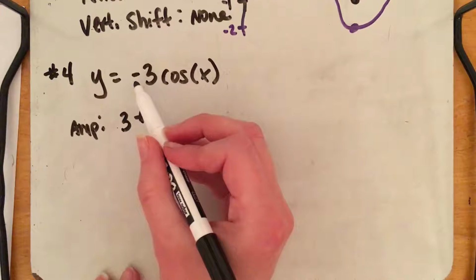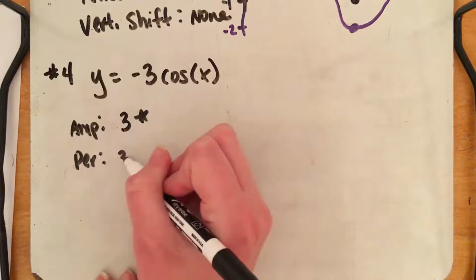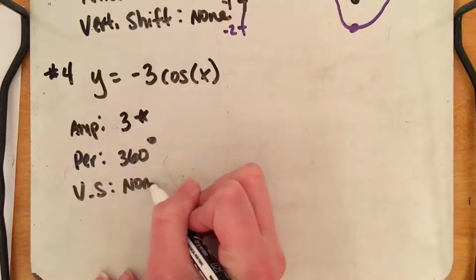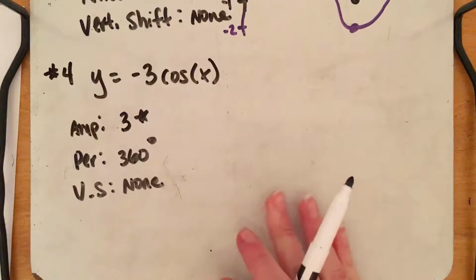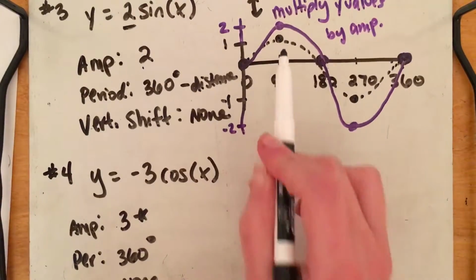But that negative means we can do something else, and you might know that. Period, still 360 degrees. Vertical shift, there isn't one. Oh, I didn't say the minimum maximum there. You can do that on the top one. The minimum is now -2, the maximum is now +2.